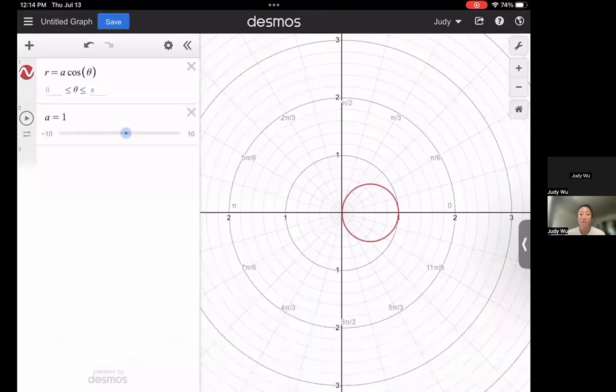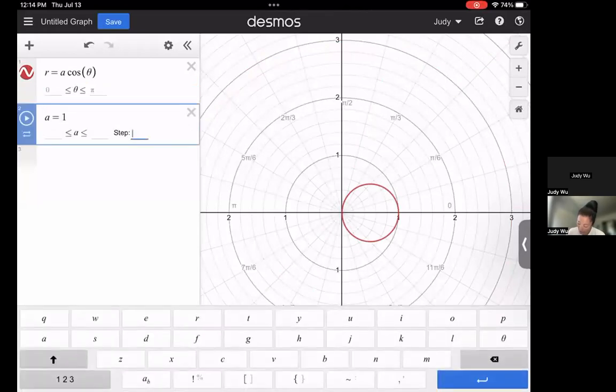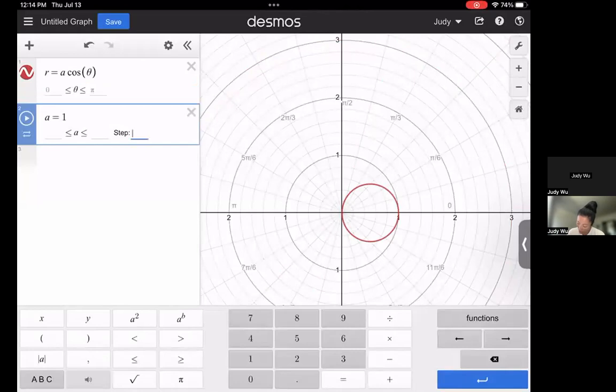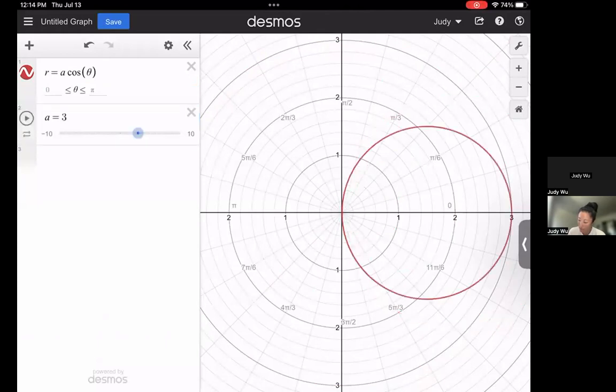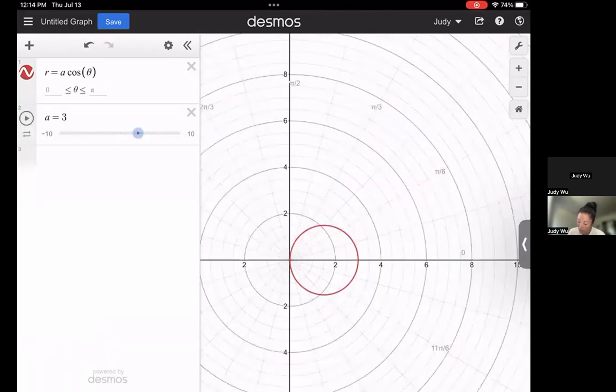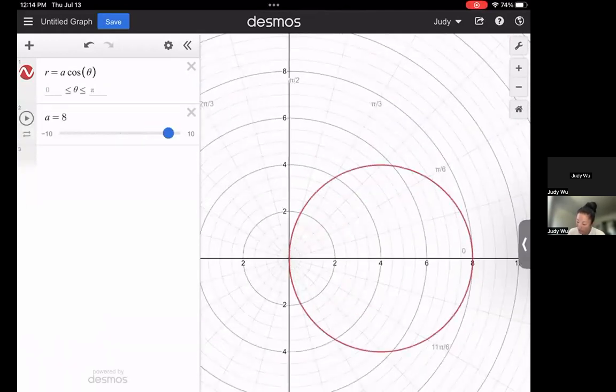Okay. So this is one of the nice things about Desmos. I can say, let's just focus on what happens if we have whole numbers here. Okay. But if I graph this, or if I change the a, I can see that the circle gets bigger. All right. So let's zoom in so we can see if I get all the way out to 8, now I have a circle that goes from 0 to 8.